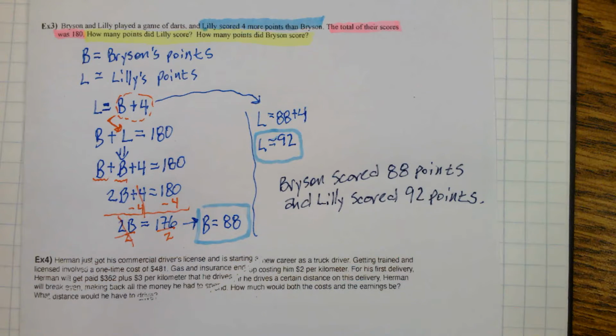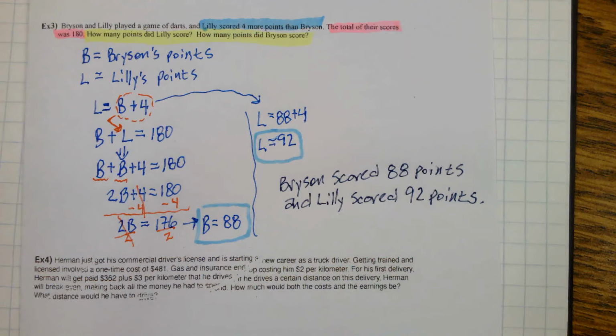So for his first delivery, so his first job, Herman will get paid $362 plus $3 per kilometer that he drives. If he drives a certain distance on the delivery, Herman will break even, make all the money back he had to spend. How much would the cost and earnings be, and what distance would he have to drive?